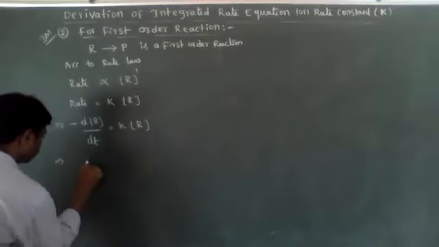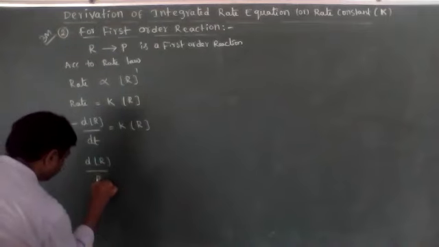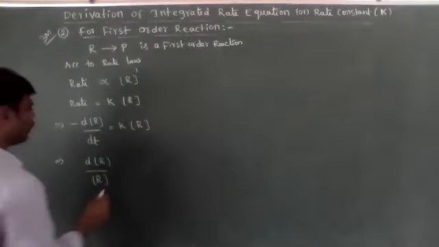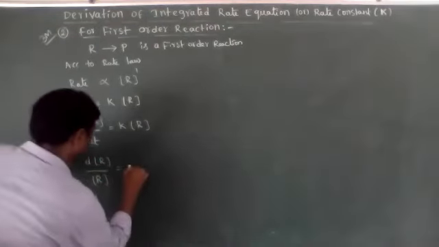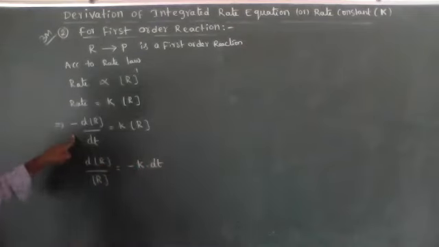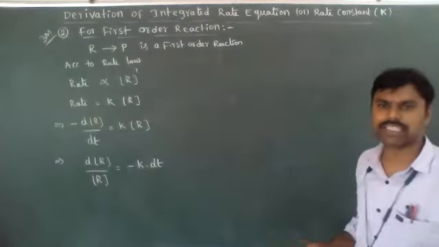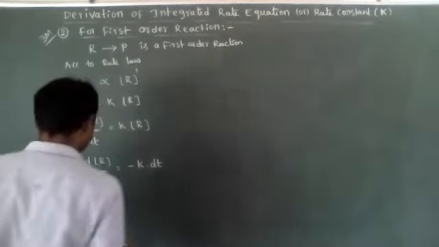Now dR by R is equal to minus K into dt. Minus K into dt, it's very clear. Now we have to do integration on both sides.